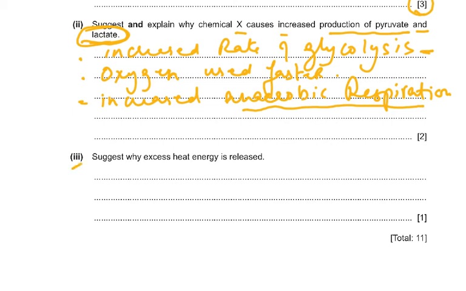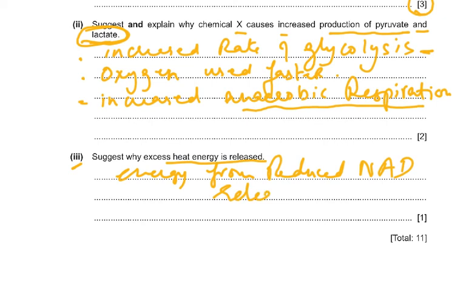And the last part is suggest why excess heat energy is released. Why is heat energy released? Energy from reduced NAD was not being converted to ATP, so energy from reduced NAD was released as heat. Or what could be possible is energy not used to join ADP and Pi. So the energy which was needed to join ADP plus inorganic phosphate was not being used, so it was released as heat.